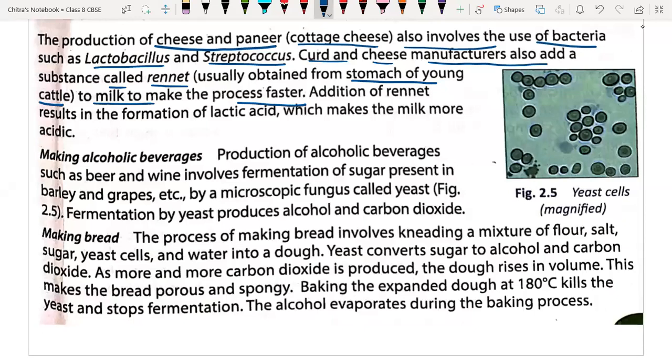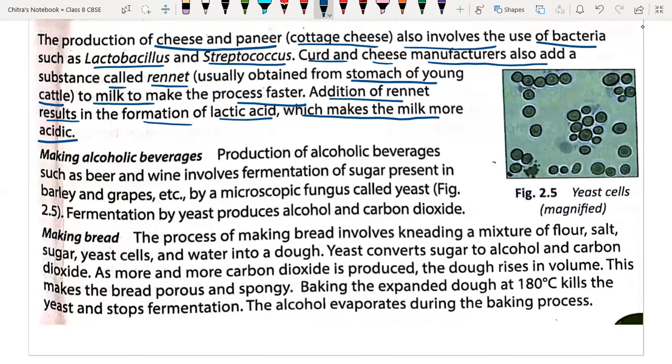Why are we using that rennet? To make the process faster. Whatever process we are applying to turn milk into cheese or paneer, in order to perform that process fast, we use rennet. Addition of the rennet results in the formation of lactic acid. So once we add rennet, the fermentation process takes place very fast, which makes the milk more acidic.